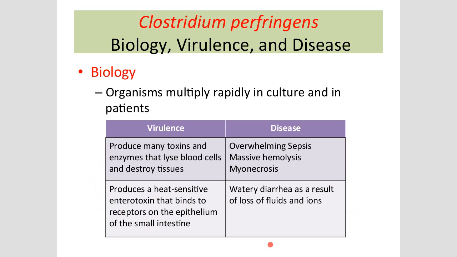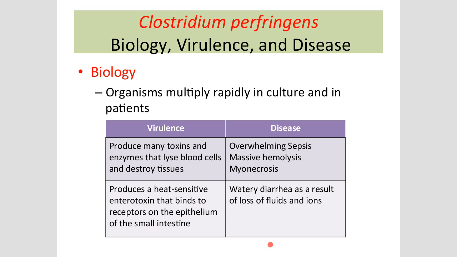So let's go for the first one. Again, as I said, we'll just follow the same scheme of 5 major things that I told you as objectives. The first one is biology, virulence, and disease. It grows very rapidly. It has virulence factors, as we saw, many toxins and enzymes that lyse blood cells and destroy tissue. If such a virulence factor is to happen, the disease will be sepsis, massive hemolysis, and myonecrosis. So these are the effects of that virulence.